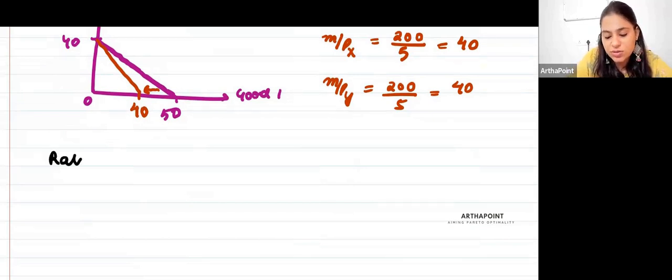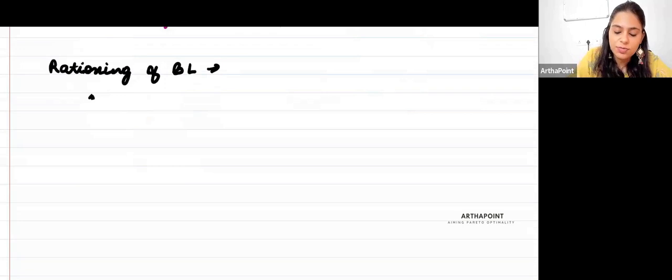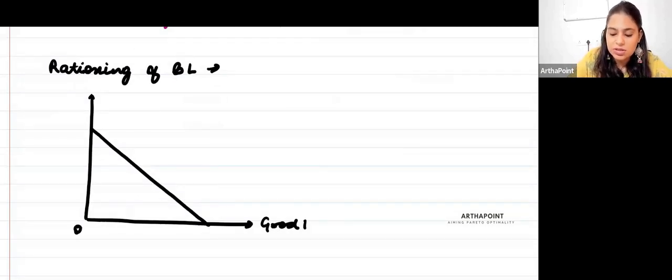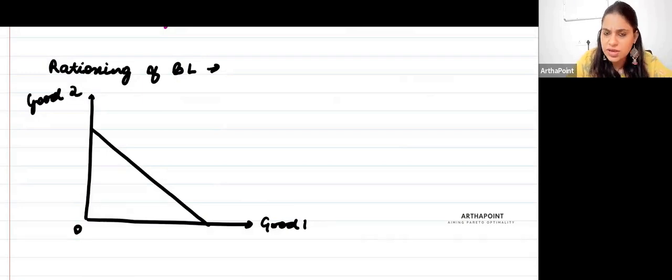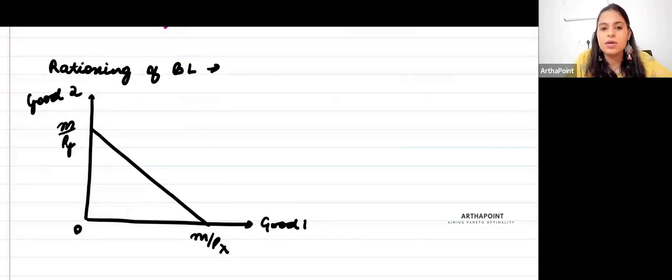and that is called rationing. In case of rationing of budget line, what do we do? Imagine that this is my usual budget line. This is good 1. This is good 2. This is intercept m by px. This is intercept m by py. Now the government comes in between. And the government says that, look, you cannot have more than X bar units in the market.